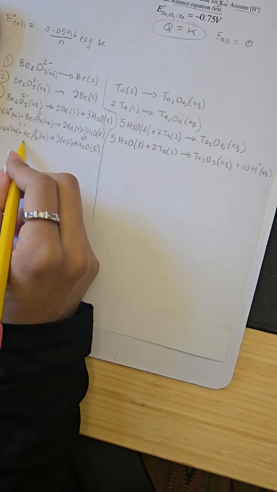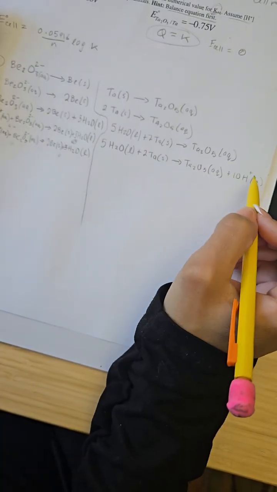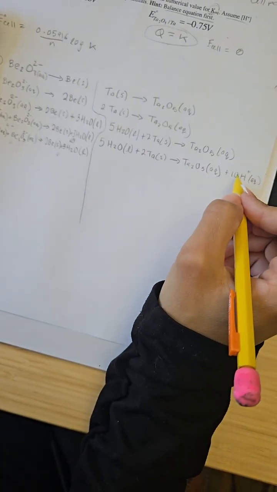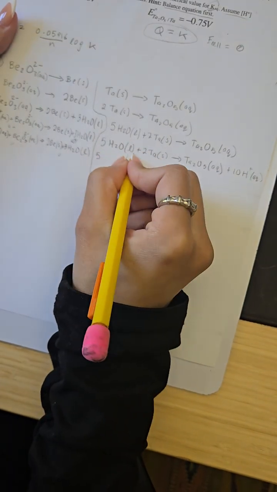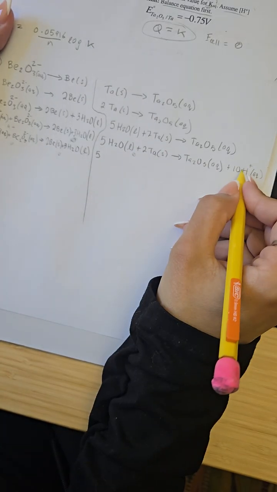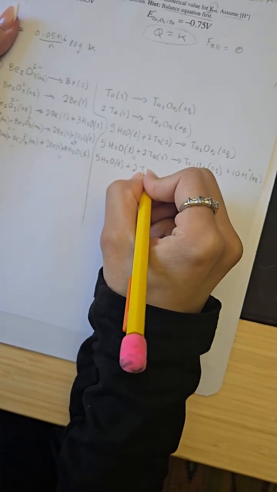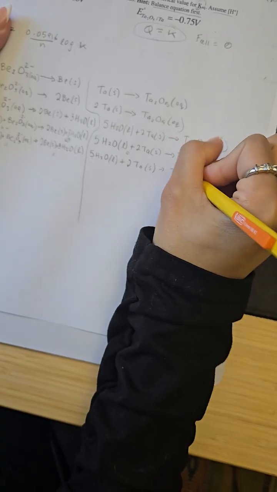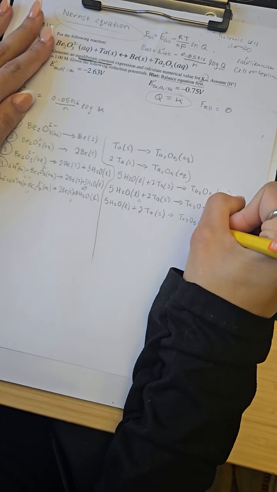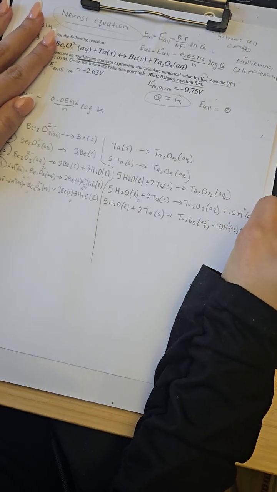Now that we added 4 electrons, they should both be at a charge of 0, both sides. Let's do this side. This side has no charge. This side has a charge of 10 plus. So we're just going to add 10 electrons to the product side to get it down to 0 charge, because right now it's at 10 plus. Oh, barely made the cut.